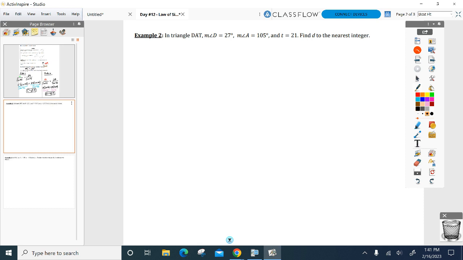All right, example 2. Got to draw our own diagram. Triangle DAT, dat triangle.